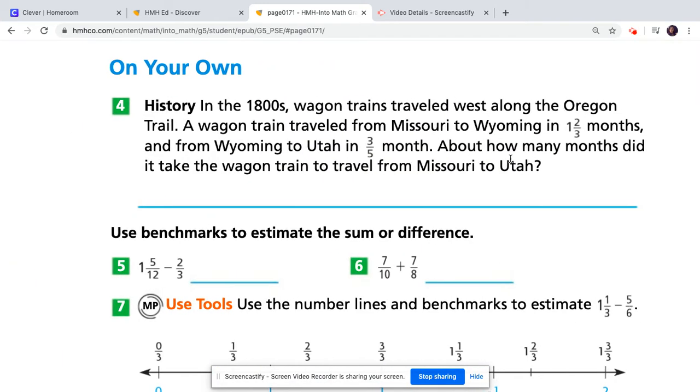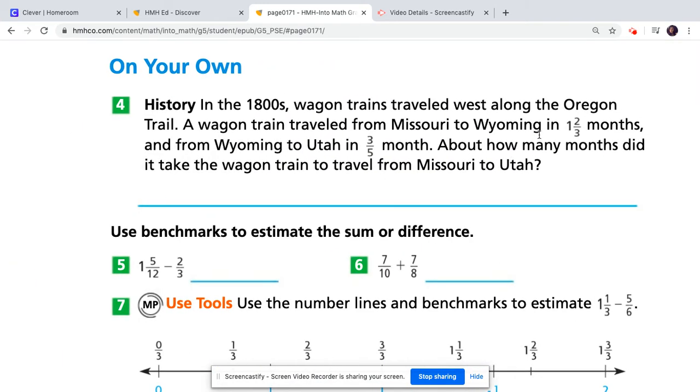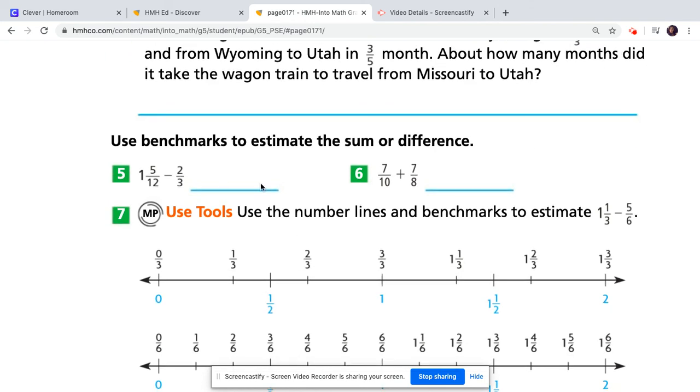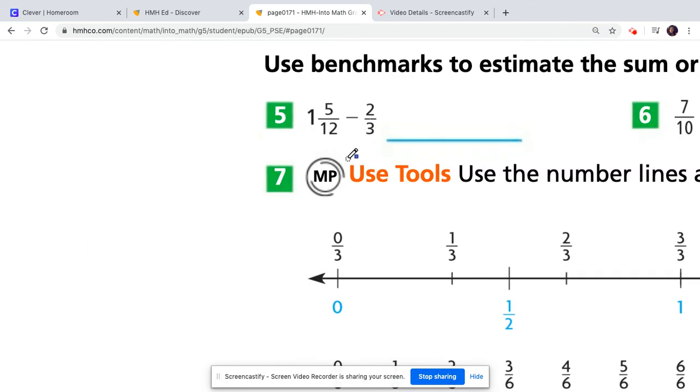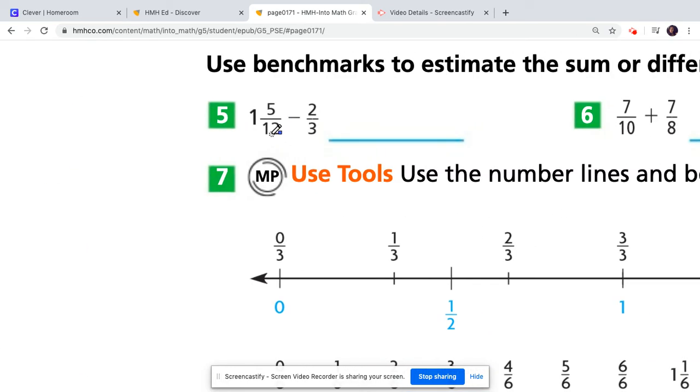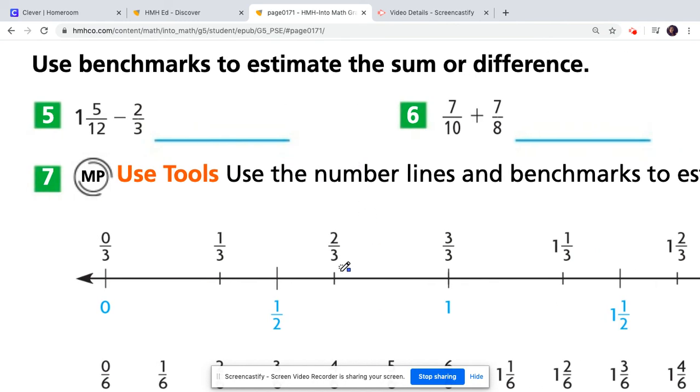This is an addition problem. Estimate the two fractions and then add them. For numbers 5 and 6, you're actually going to solve, but estimate first. So you're going to look at 1 and 5/12. Estimate that fraction. What is it closest to? You should be getting 1.5 minus 2/3. Again, where is 2/3 closest to? Is it closest to 0, half, or 1? Once you have those two new fractions, actually subtract and give me your answer.